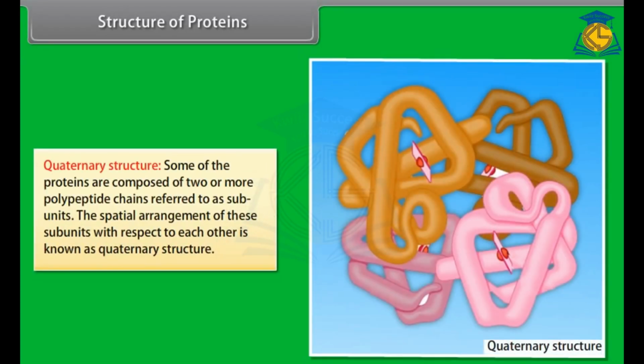Quaternary structure. Some of the proteins are composed of 2 or more polypeptide chains, referred to as subunits. The spatial arrangement of these subunits with respect to each other is known as quaternary structure.